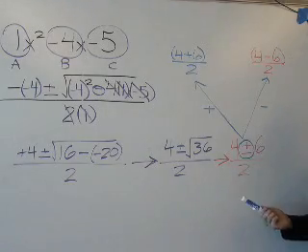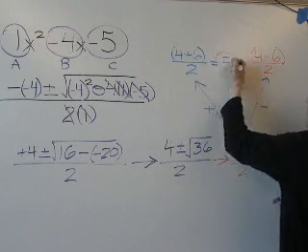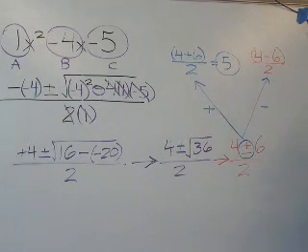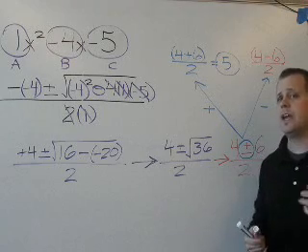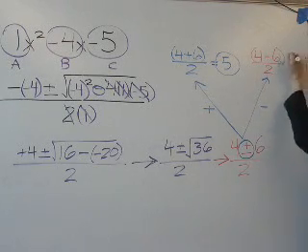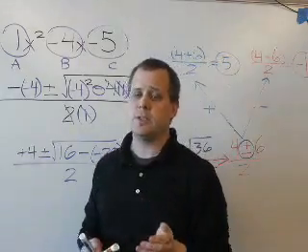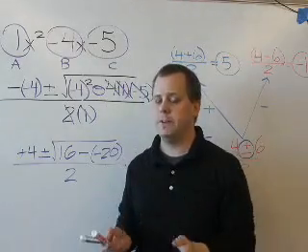4 plus 6 is 10. 10 divided by 2 is 5. If I do this other one, 4 take away 6 is -2. -2 divided by 2 is -1. And those are my x-intercepts. So I know where the parabola is going to start, and I know where the parabola is going to finish.